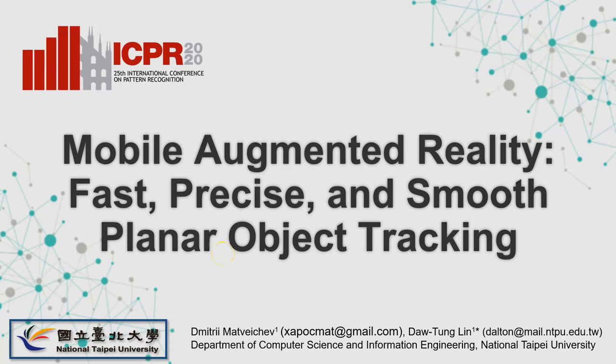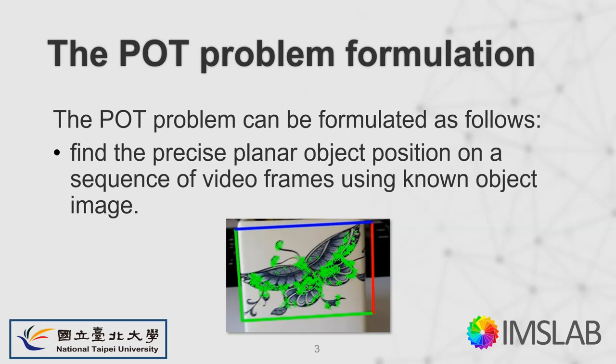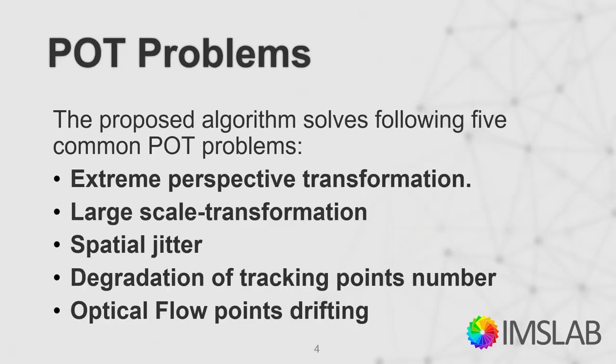Hello, my name is Dmitry, and I'm going to present you our work called Mobile Augmented Reality: Fast, Precise and Smooth Planar Object Tracking. Our work is focused on the planar object tracking problem and its application in mobile augmented reality. The POT problem can be formulated as follows: find the precise planar object position on a sequence of video frames using a known object image.